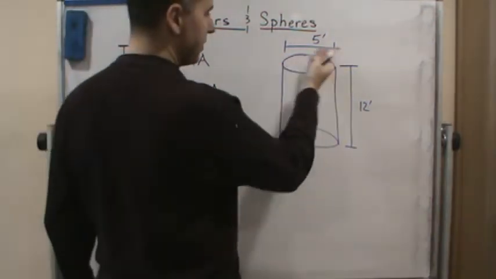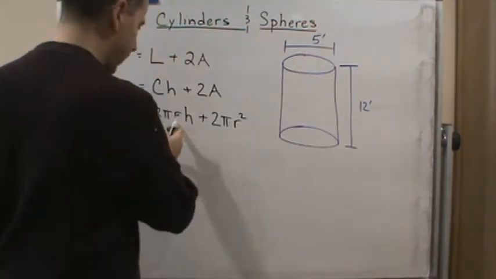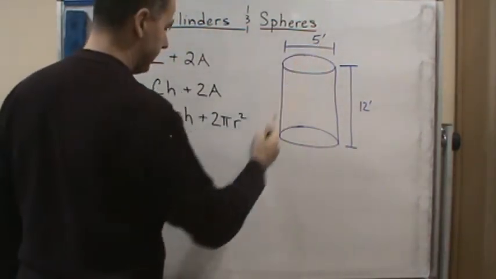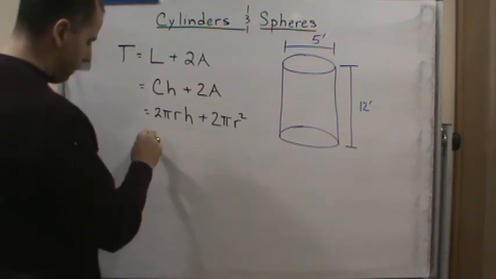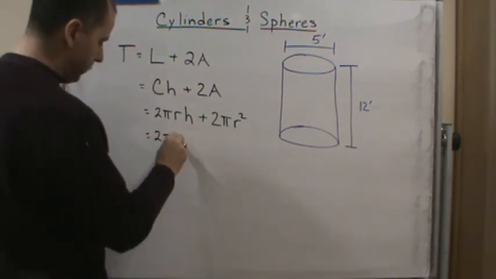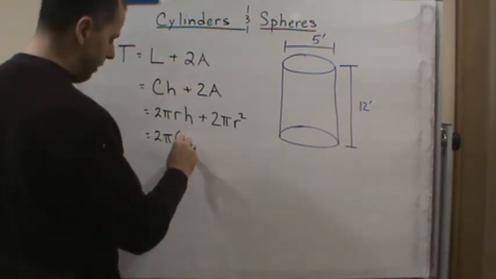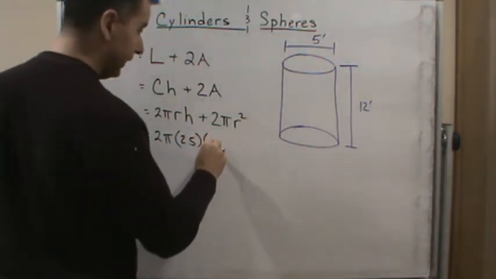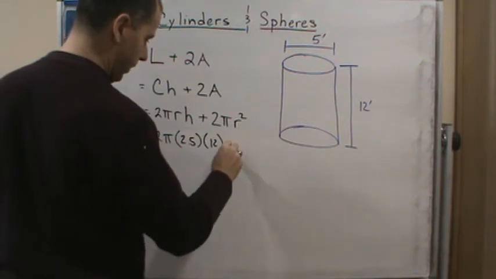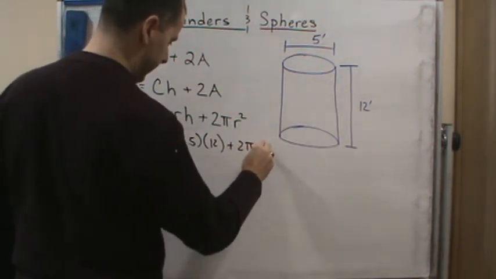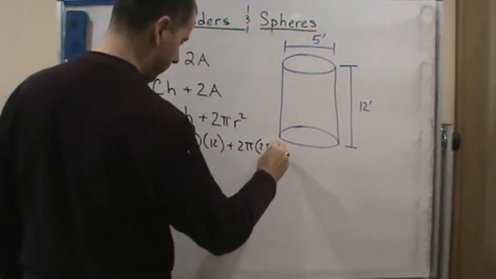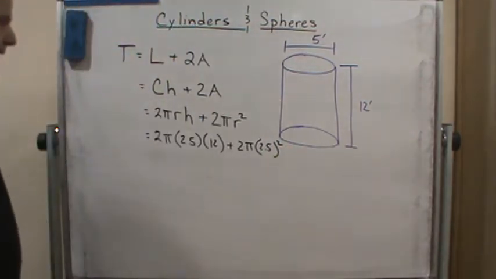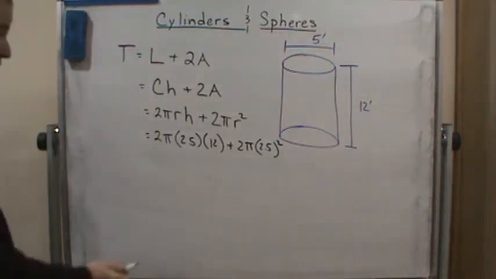Now, let's go to what we have. This gives us the diameter, but we need the radius, so half the diameter. I'm going to put in 2 pi, r is 2.5, and the height is 12 feet. So I'm going to do 2 pi times 12, plus 2 pi times 2.5 quantity squared. Now I've got everything I need. I can just plug and chug, right?